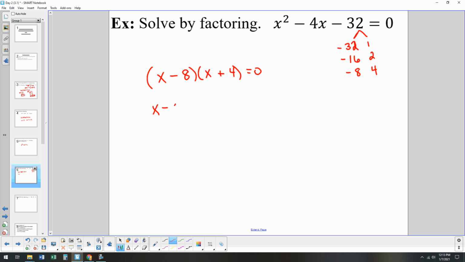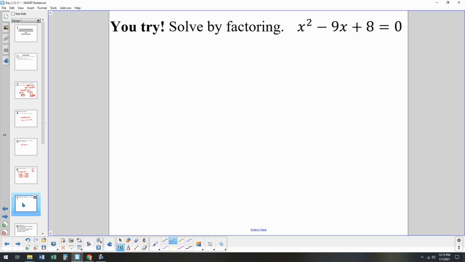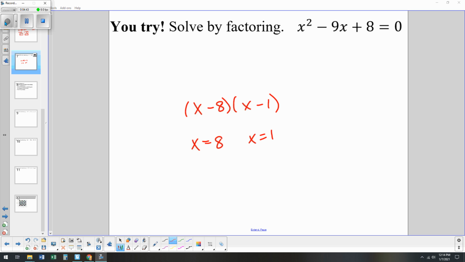So now x minus 8 is equal to 0, and x plus 4 is equal to 0. Add 8, we get x is positive 8. Subtract 4, we get x is negative 4. So those are our 2 solutions for an x squared problem. So you go ahead and try this one. I'll pause it and show the answer. All right, so my answers for this one are x equals 8 and x equals 1.